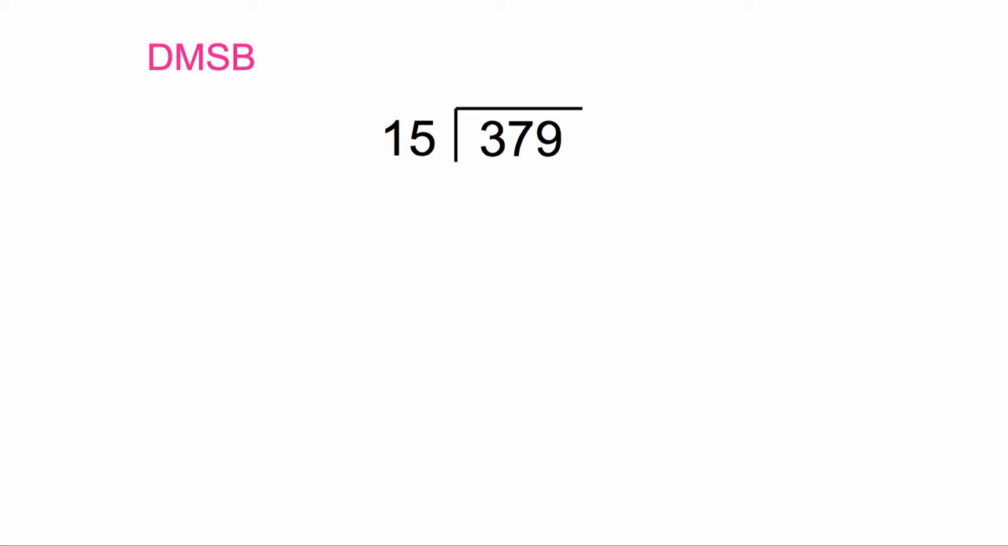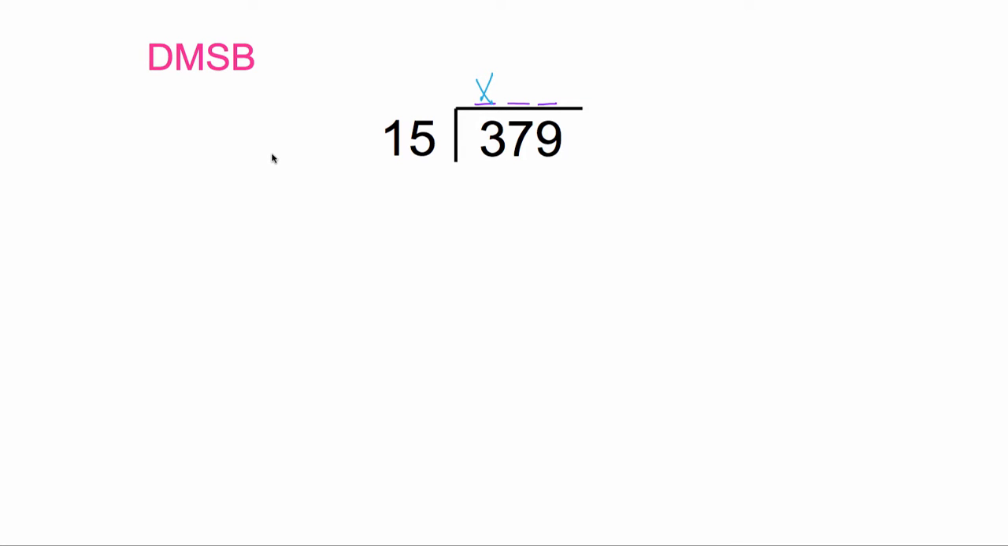We're going to start this problem just like we would start any other problem. We're going to put our parking spaces. The first thing we're going to do is divide. We're going to ask ourselves, how many times can 15 go into 3? 15 cannot go into 3 at all, so we're going to put an X. Our next question is, how many times can 15 go into 37?